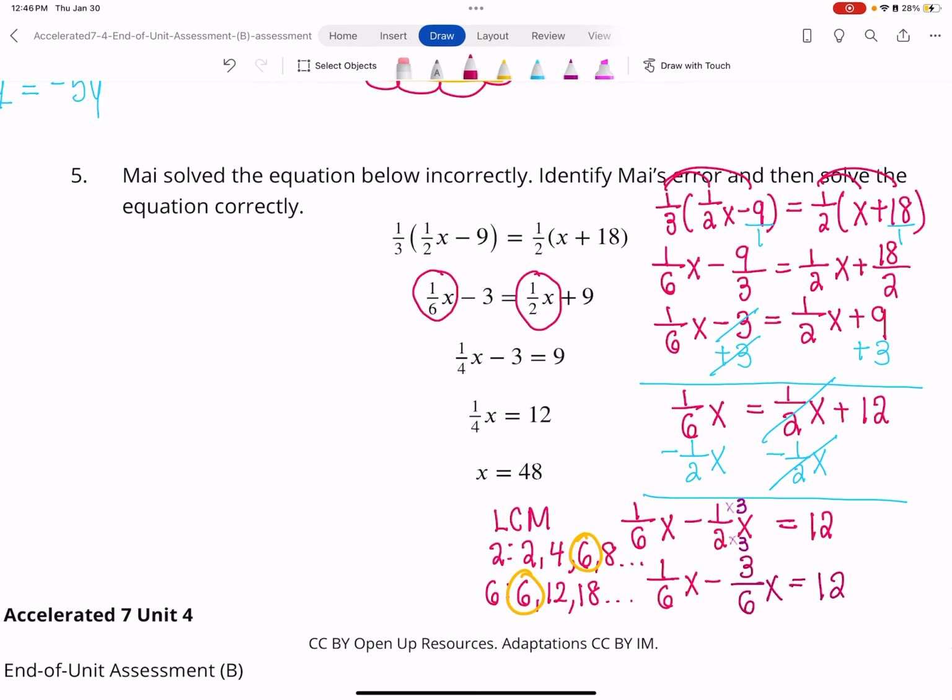And from here, we're going to combine the 1/6x and the -3/6x. We end up getting -2/6x is equal to 12. And if you remember, we are going to divide both sides by -2/6, or we're going to multiply both sides by its reciprocal.